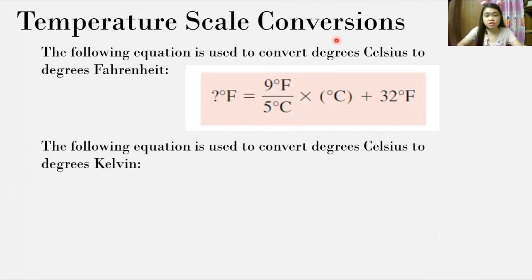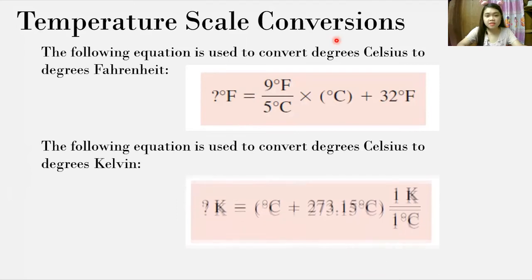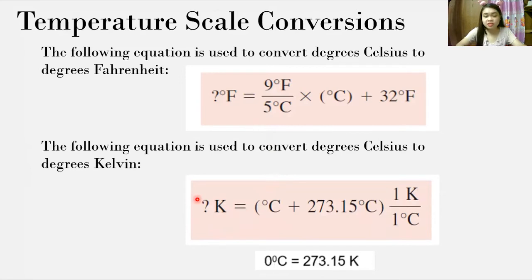Also, the following equation is used to convert degrees Celsius to Kelvin. As I've said, you just add 273.15 to the degrees Celsius, so you could get now the unit for Kelvin. Then if you're given the unit in terms of Kelvin and you want the unit in degrees Celsius, you just need to subtract 273.15. So remember that 0 degrees Celsius is equal to 273.15 Kelvin.